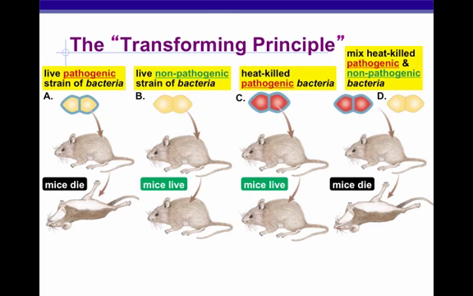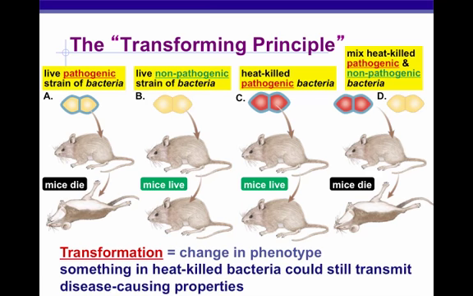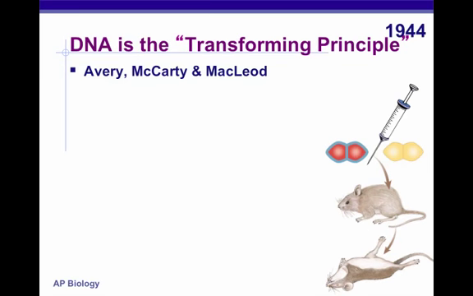So something is being transferred from the pathogenic bacteria to the non-pathogenic bacteria. So, transformation. There's a change in phenotype. Something in the heat-killed bacteria could still transmit disease-causing properties. So, DNA is the transforming principle.